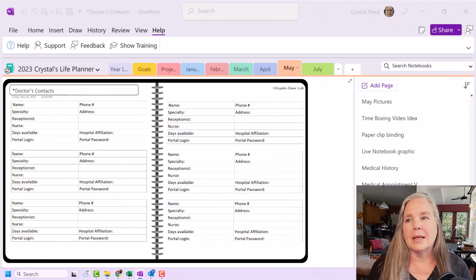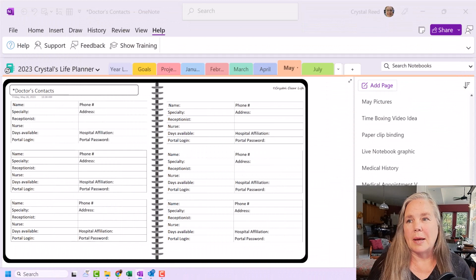I am really glad that you are here with us today as we continue to add pages to our medical or health and wellness notebook, whatever you'd like to call it. Today, we are going to focus on adding a page regarding doctor's contact information, and I also want to share with you my health and wellness goals page. So, without further ado, let's get right into it.